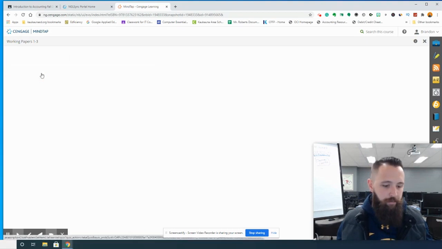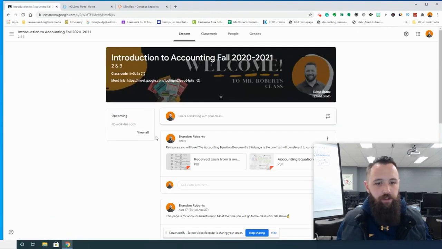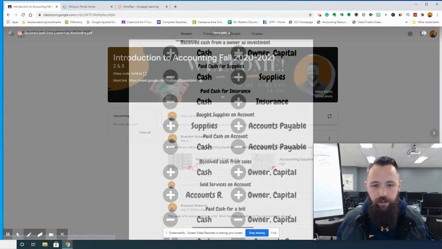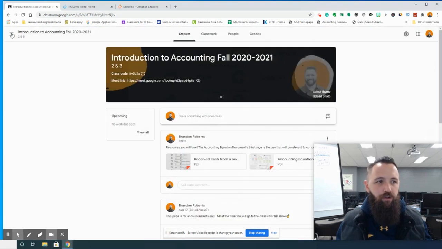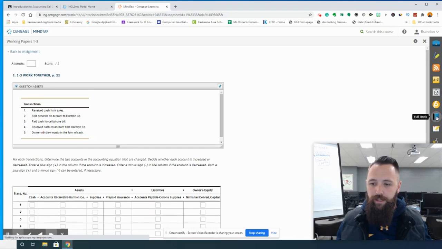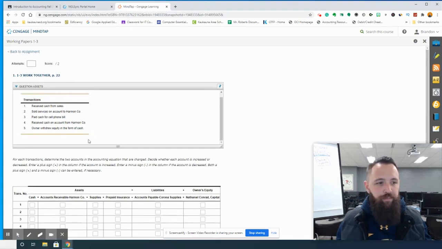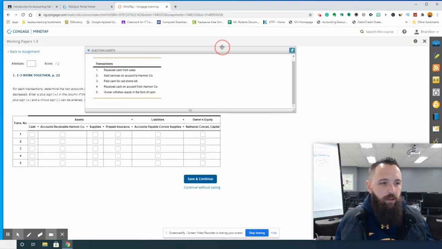So let's have this open up. The work together is just looking at the transactions that we just had. Please remember that you can always go back into here. You can look at this worksheet. It's going to help you out a ton if you're having trouble. Or at the same time, you can always access the book that's on the far right side. So let's jump in here and take a look at the transactions.